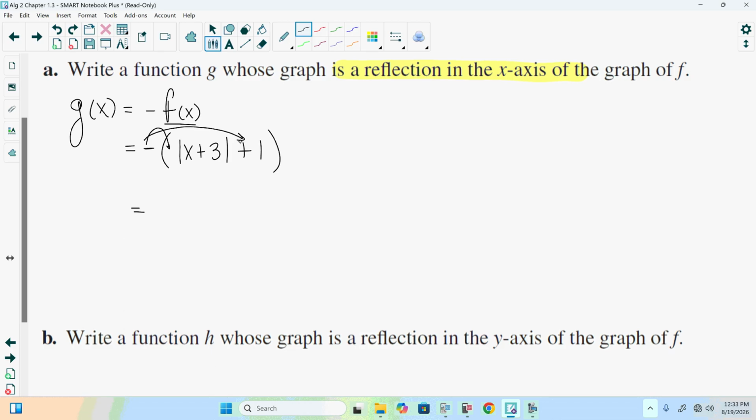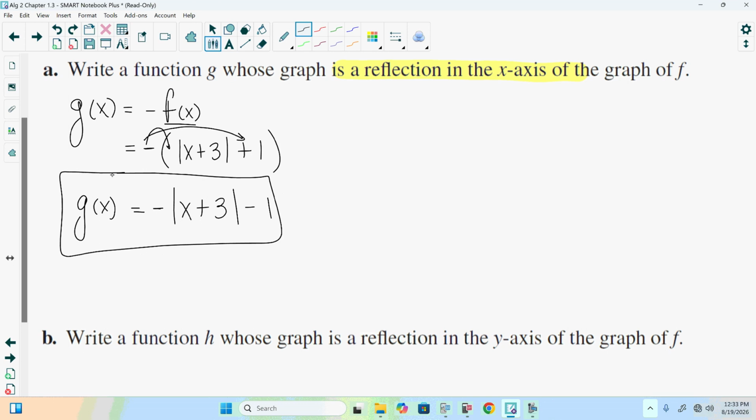When we multiply a number times an absolute value quantity, we put it in front. It just hangs out front. However, when we multiply that negative by positive 1, it's going to become negative 1. And that's it. So when we reflect the function f of x across the x-axis, we get negative absolute value of x plus 3 minus 1.